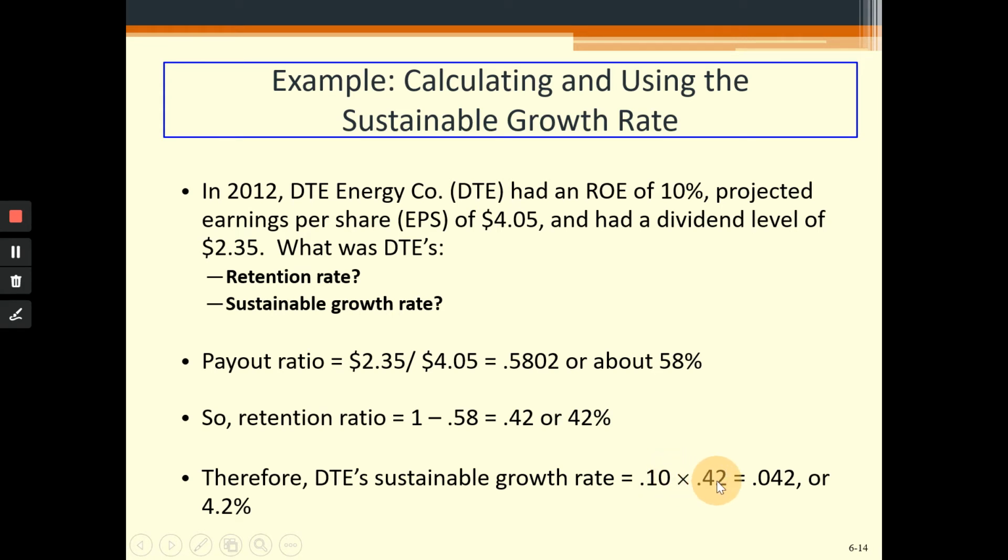0.1 multiplied by 0.42 will generate 0.042, and again, in order to convert the decimal back to a percentage, you have to multiply it by 100. So you'll get 4.2%. The sustainable growth rate is 4.2% using this approach.